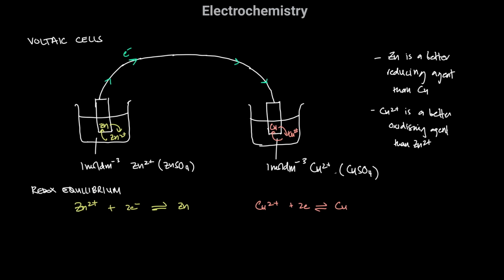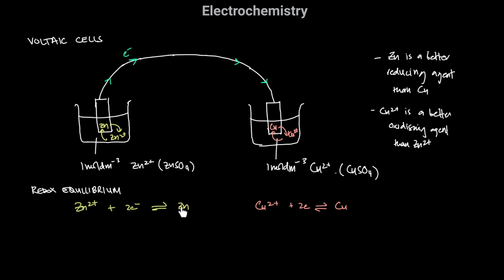What that means is that zinc loses electrons more readily than copper. It undergoes oxidation more readily, so it's a better reducing agent than copper, whereas copper 2 plus accepts electrons more readily than zinc 2 plus. Therefore, copper 2 plus is a better oxidizing agent than Zn2 plus. It undergoes reduction more readily than Zn2 plus ions do.